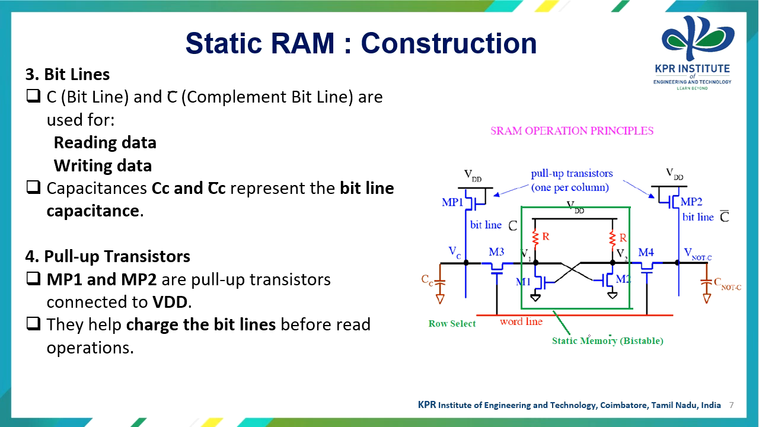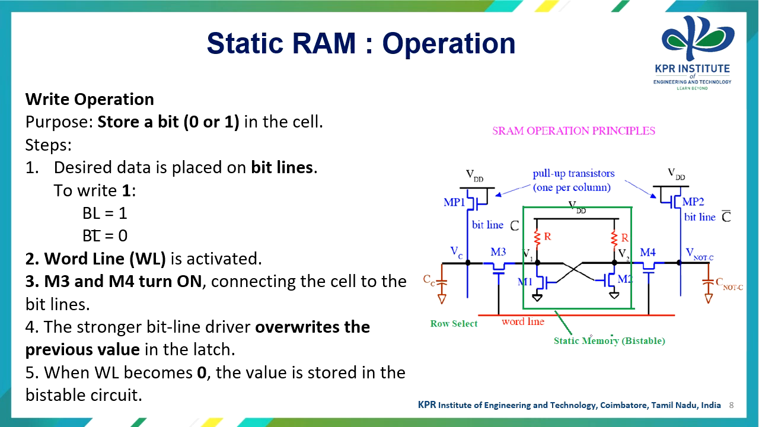The fourth and last part is the pull-up transistors, where you can see MP1 and MP2, which act as pull-up transistors connected to your VDD. They help charge the bit lines before the read operation. Now let us look into how the write operation is carried out in static RAM.